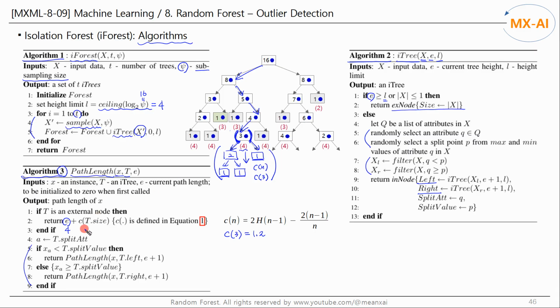Therefore, the estimated path length of sample X is obtained by adding this value to the current path length. The current path length is 4, and the expected additional path length is 1.2. As a result, the estimated path length of sample X is 5.2. Instead of growing the tree all the way until every sample is isolated, it estimates the remaining path length using C(n). It's a clever idea that significantly reduces the computational cost without sacrificing much accuracy.